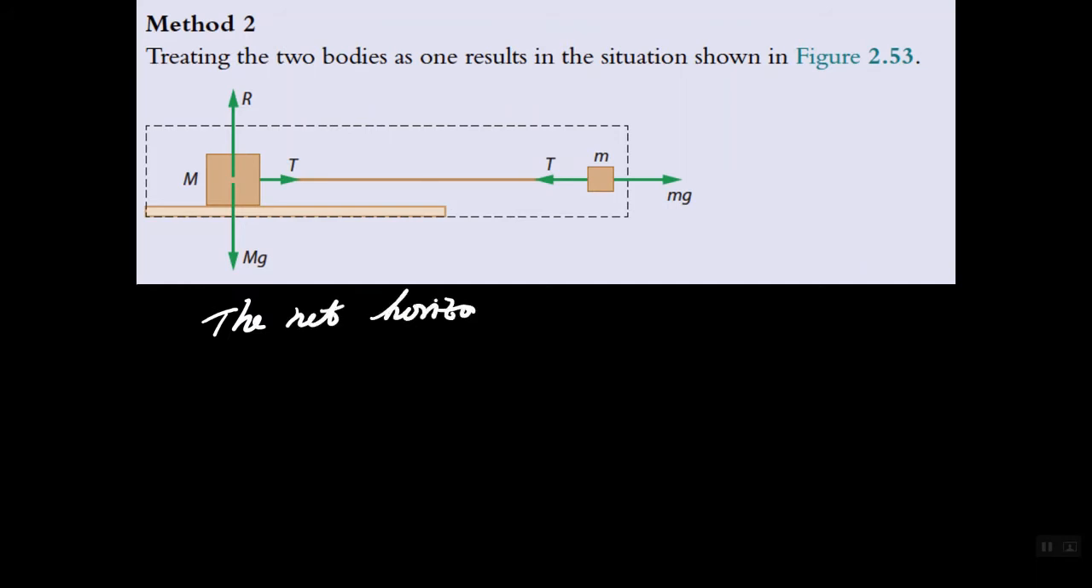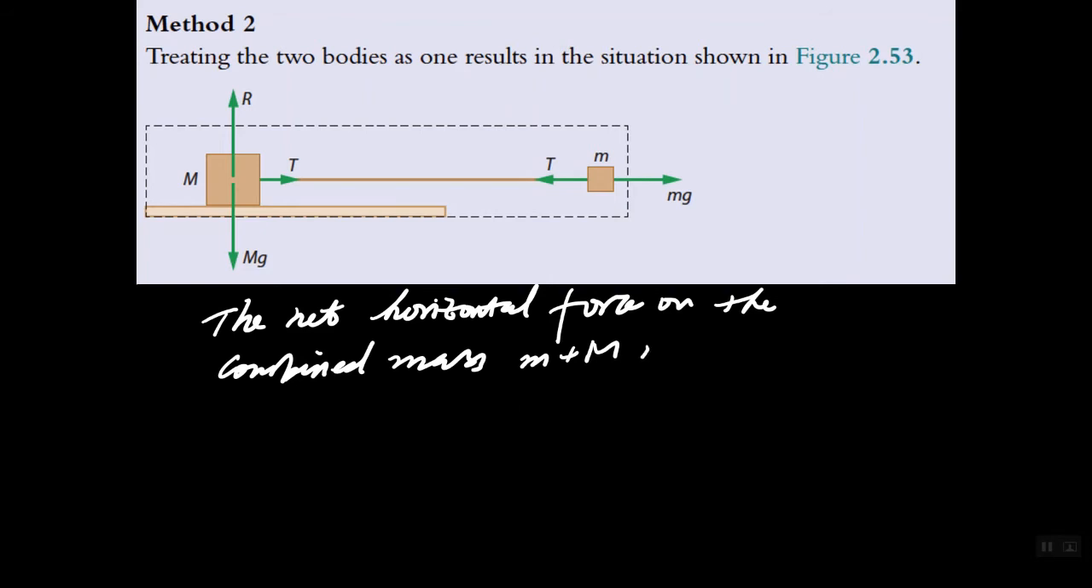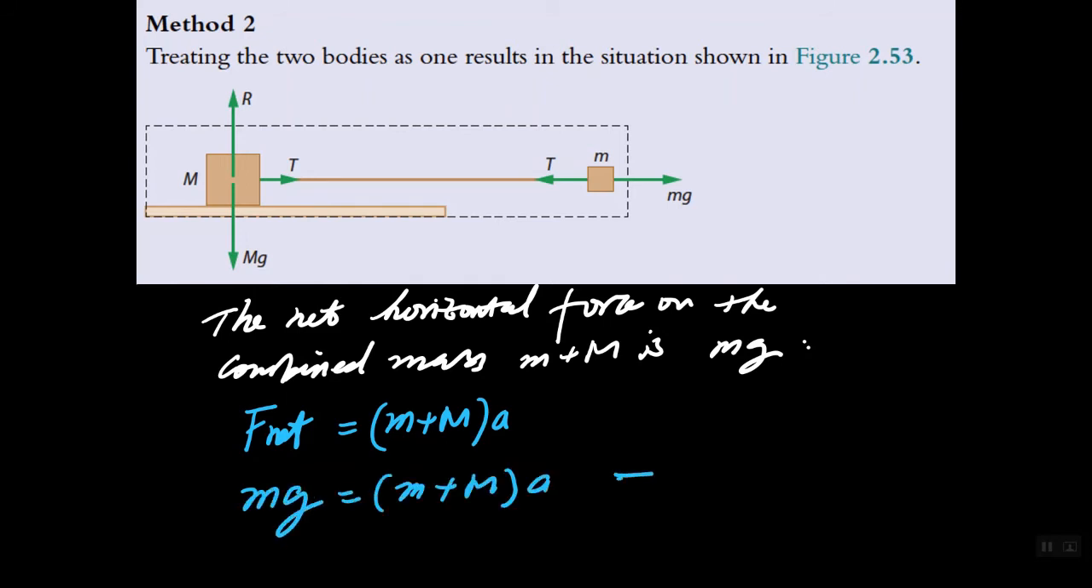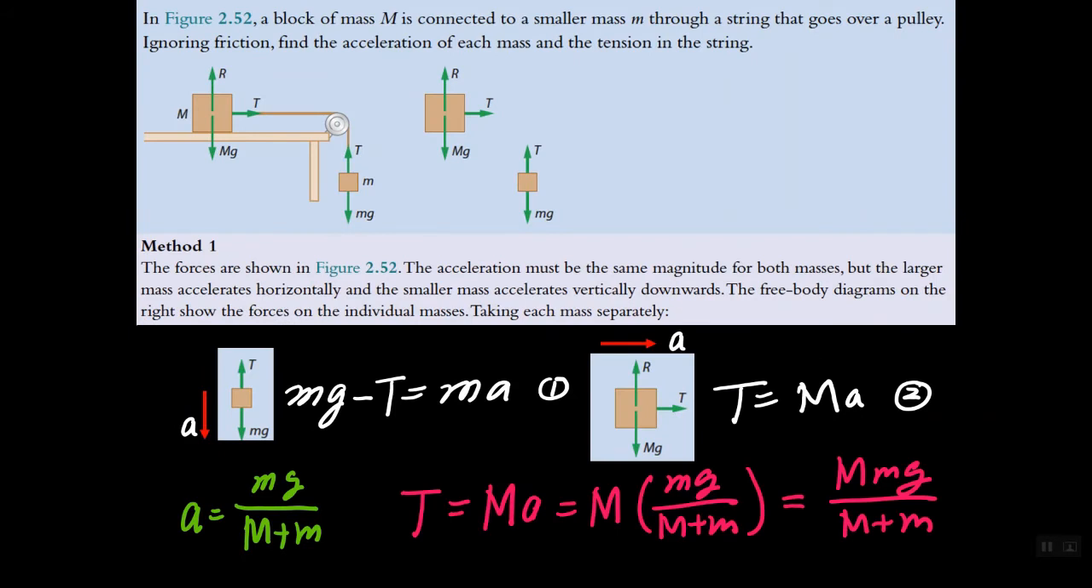The net horizontal force on the combined mass m plus M is mg. The object is accelerating as a single entity. Net force equals (m plus M) times acceleration, and the net force is mg. That gives us acceleration equals mg over (m plus M). We can substitute this acceleration into the second equation, and we are able to find the tension as well.